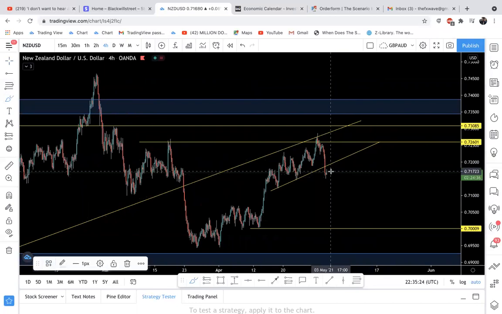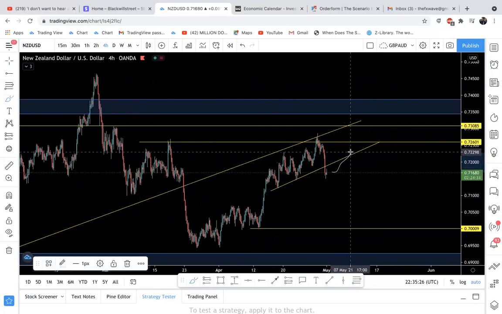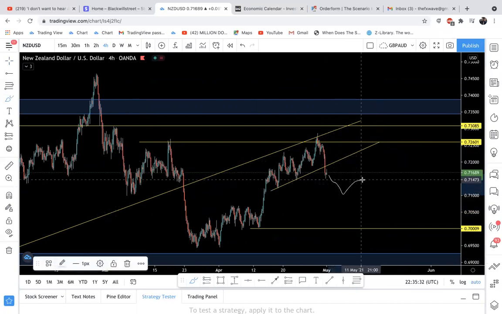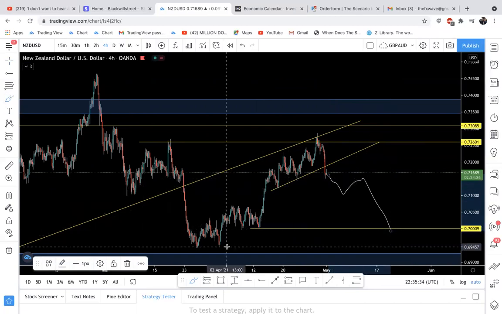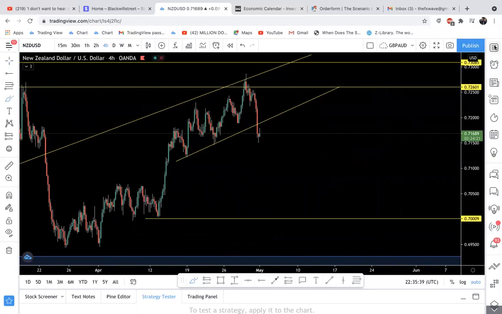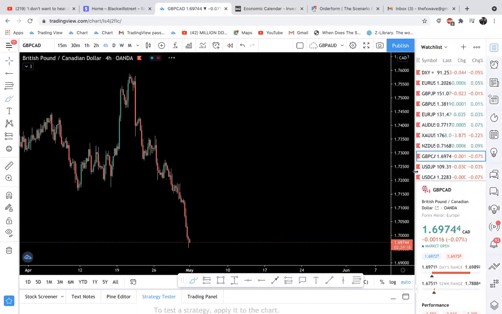Real simple. Either catch the pullback and retest, look for your sales, or if it continues to just break down from here, breaking this structure, then catch your pullbacks from there and look to continue it down. So that's NU. All right, now let's look at GBP CAD.